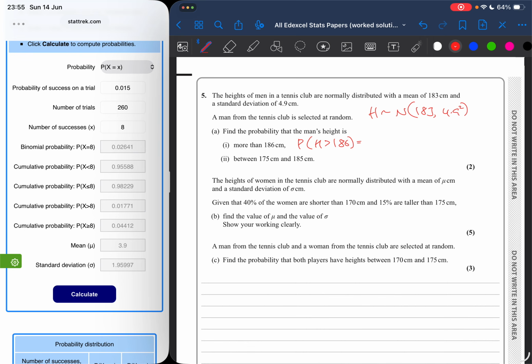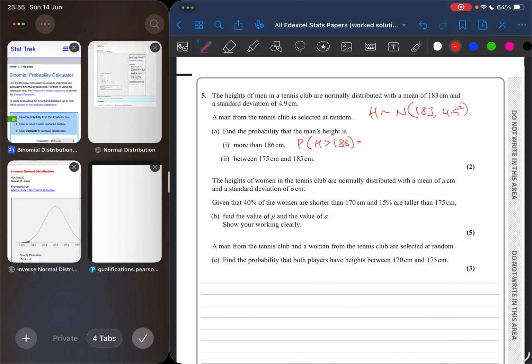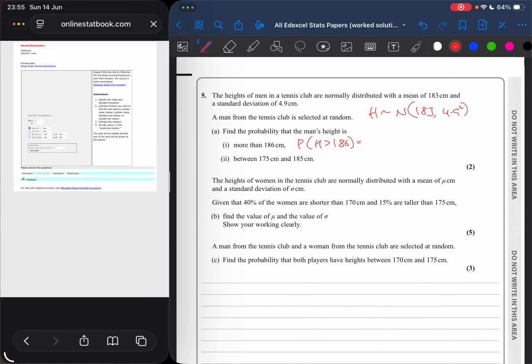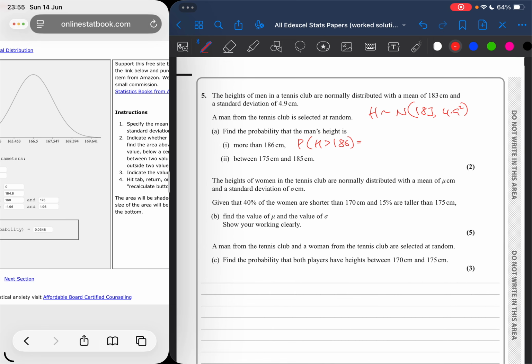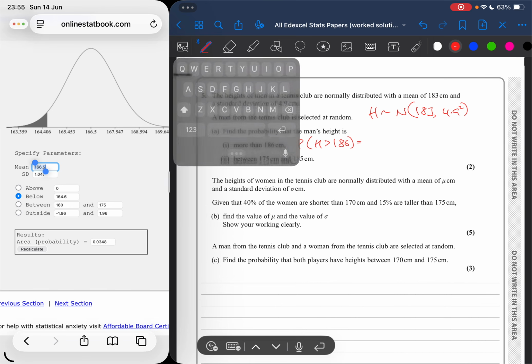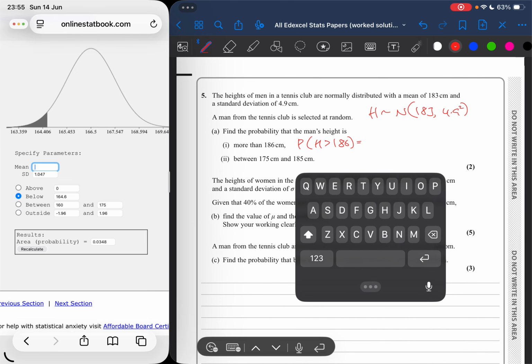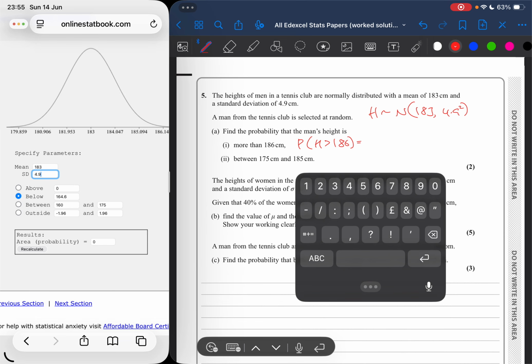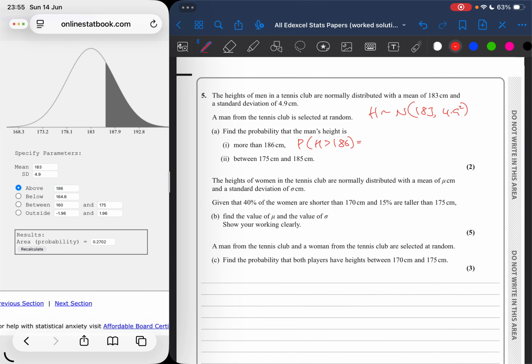What are we going to get? Let's fill in our thing. We need to change our calculator over to the normal one. Normal distribution up on the top right. Change some of these numbers. What do we need now? The mean 183. Standard deviation 4.9. We want to be more than, so above 186. Above. Calculate. Is that doing it? I'm assuming that's changed. Yeah. Okay. What have we got? 0.2702. I don't trust that for some reason.